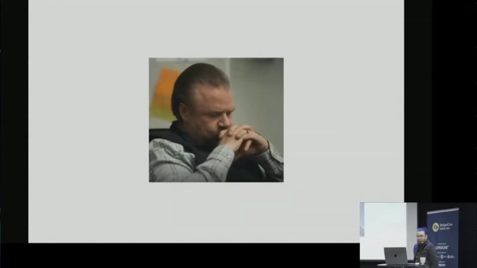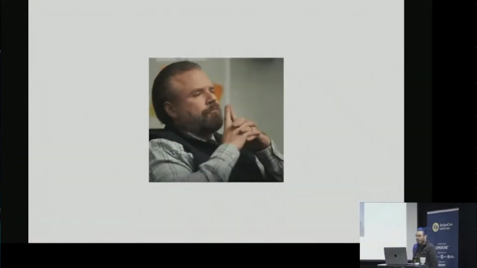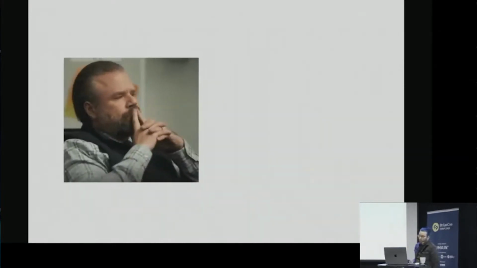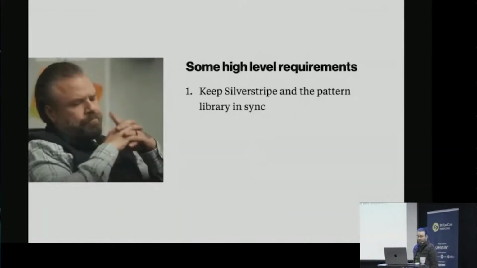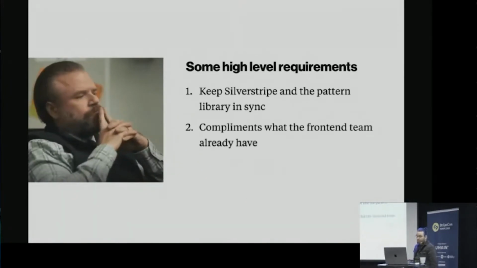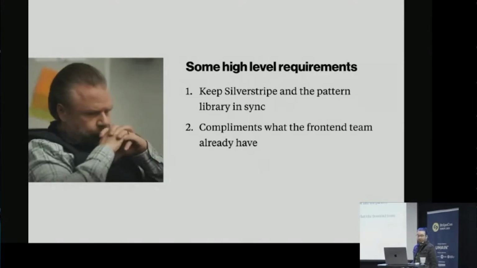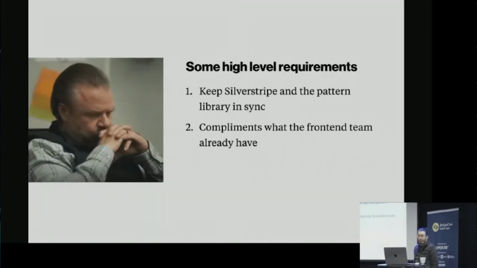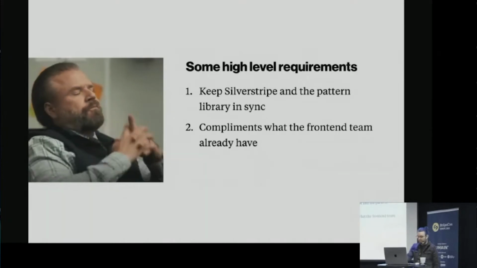Okay, so we knew what problems we have, and we also know we shouldn't probably fix them with Silverstripe, so what can we do? Well, let's start by thinking up some requirements. Firstly, we know that we need to keep the templates inside Silverstripe and the pattern library in sync. It becomes problematic when they drift apart. We also want something that complements what the front-end team already have, not disrupt it. We want the front-end team to feel comfortable and work as well as they have been.